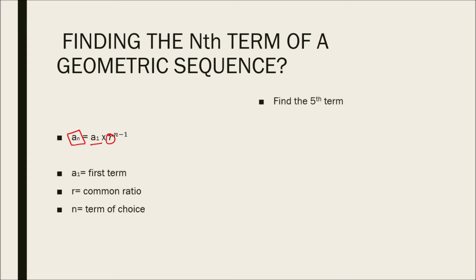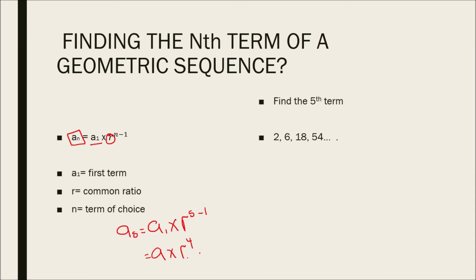Now, find the fifth term. Let's try to find the formula for the fifth term. It's going to be a5 equals a1 times r to the power 5 minus 1. That's a1 times r to the power 4.